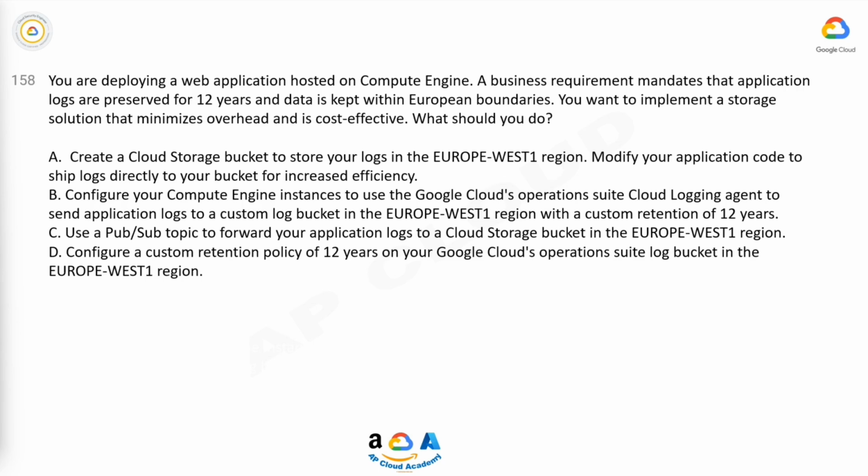B. Configure your Compute Engine instances to use the Google Cloud's Operations Suite Cloud Logging Agent to send application logs to a custom log bucket in the Europe West 1 region with a custom retention of 12 years. C. Use a Pub/Sub topic to forward your application logs to a Cloud Storage bucket in the Europe West 1 region. D. Configure a custom retention policy of 12 years on your Google Cloud's Operations Suite log bucket in the Europe West 1 region.